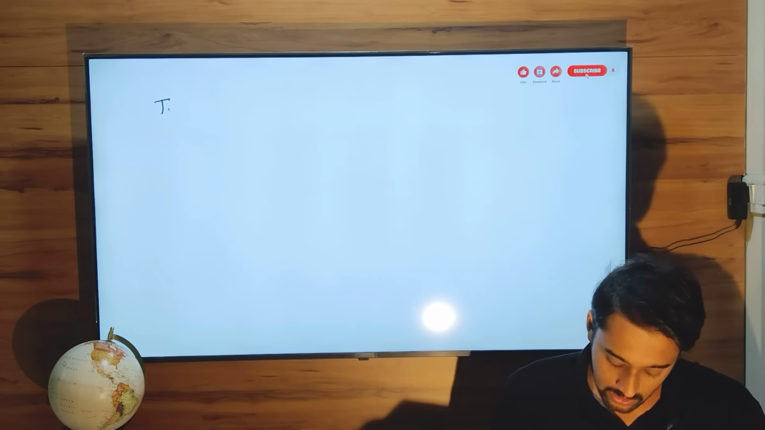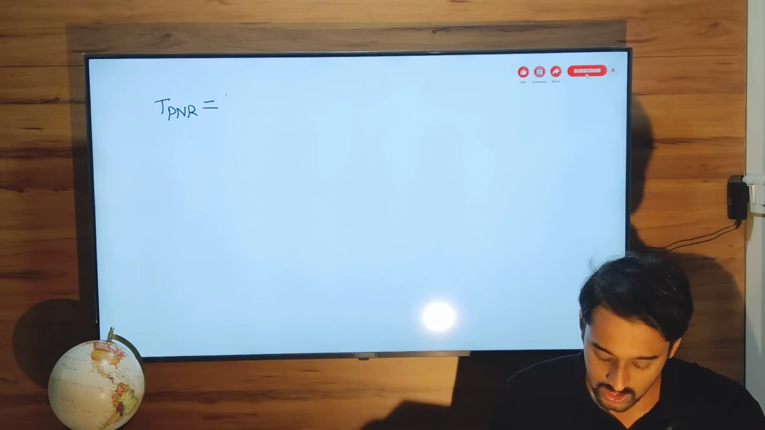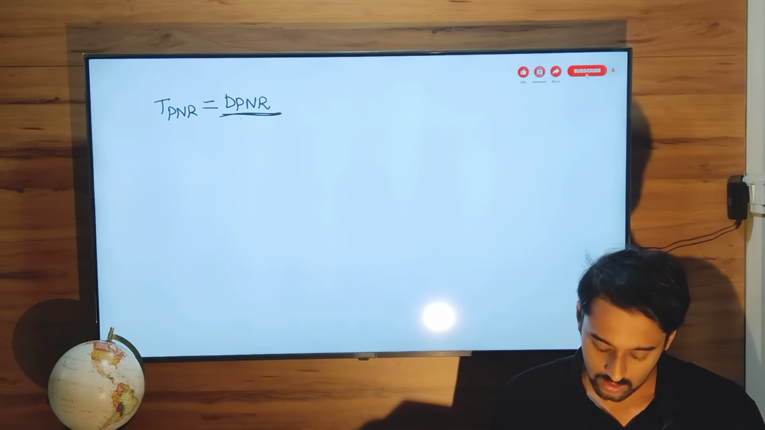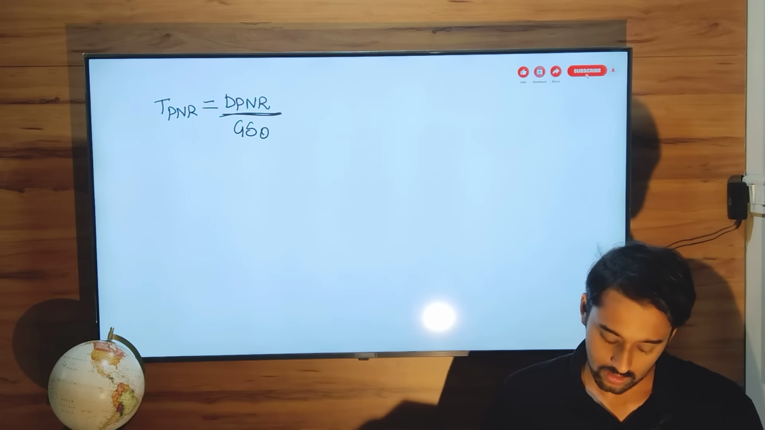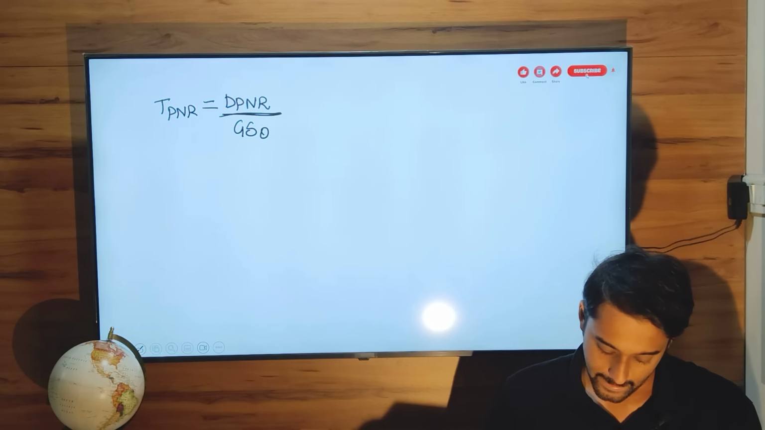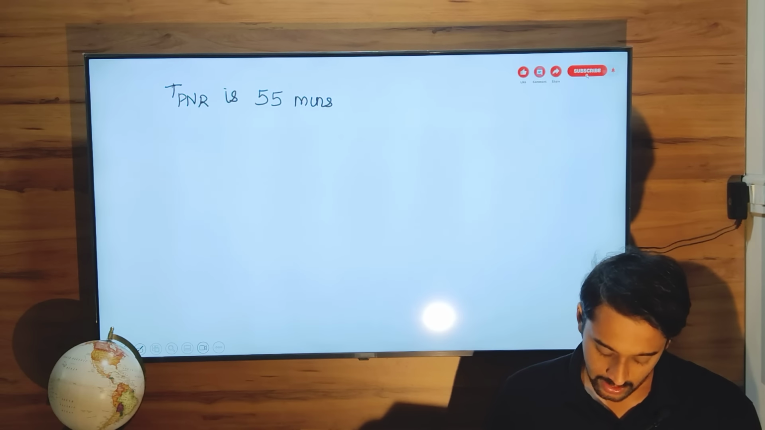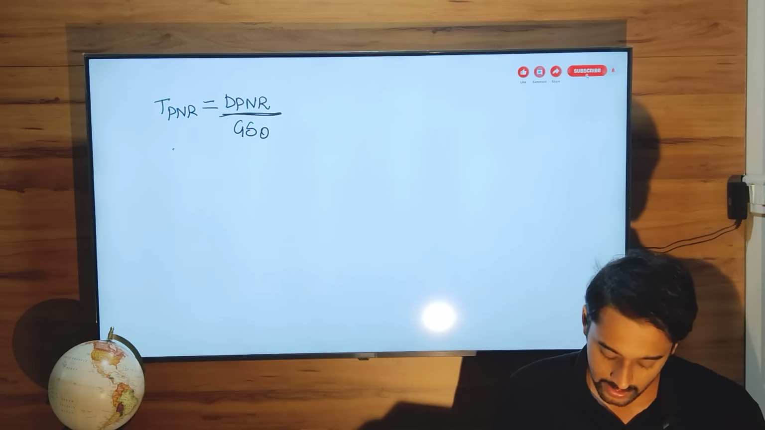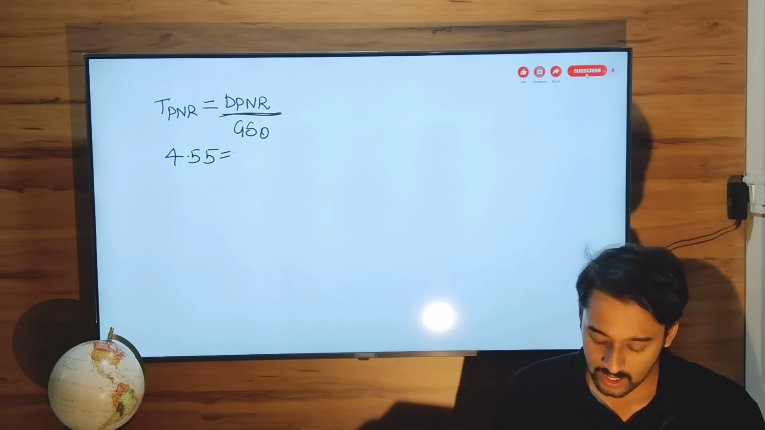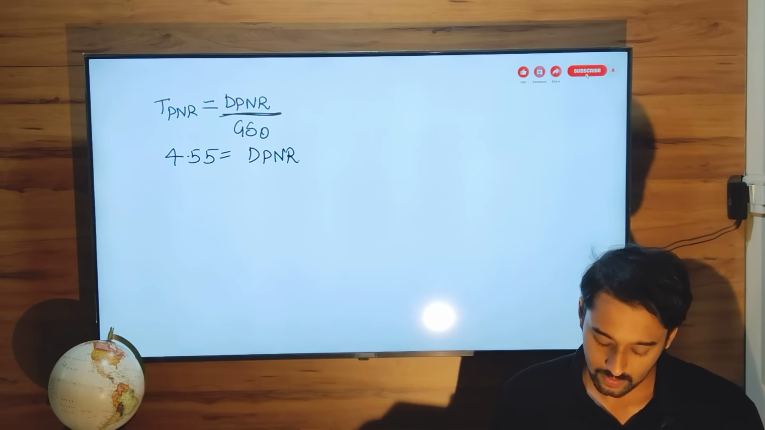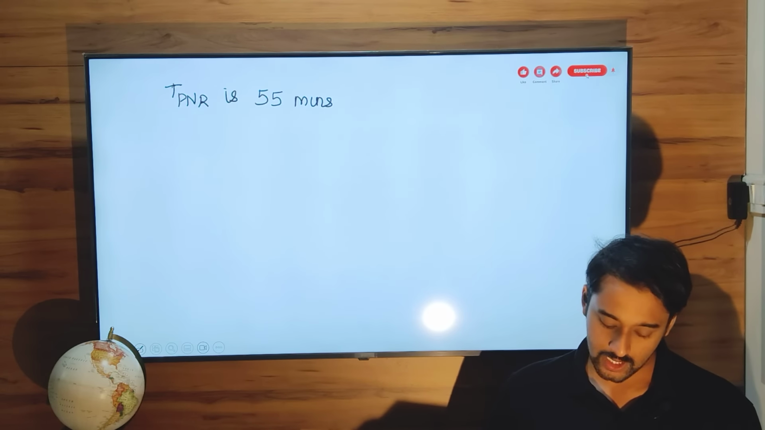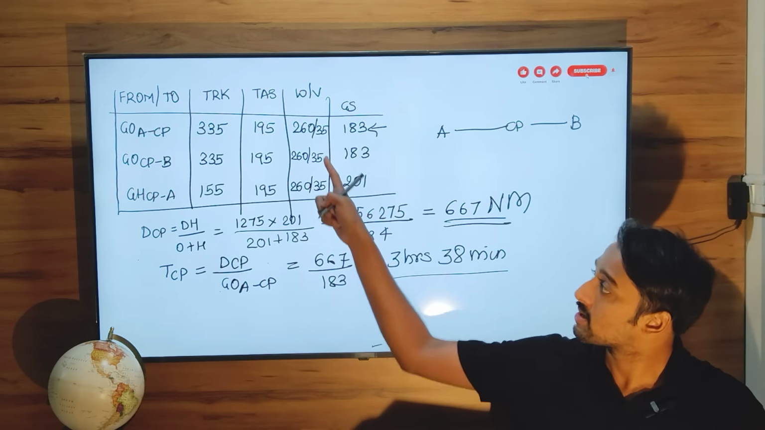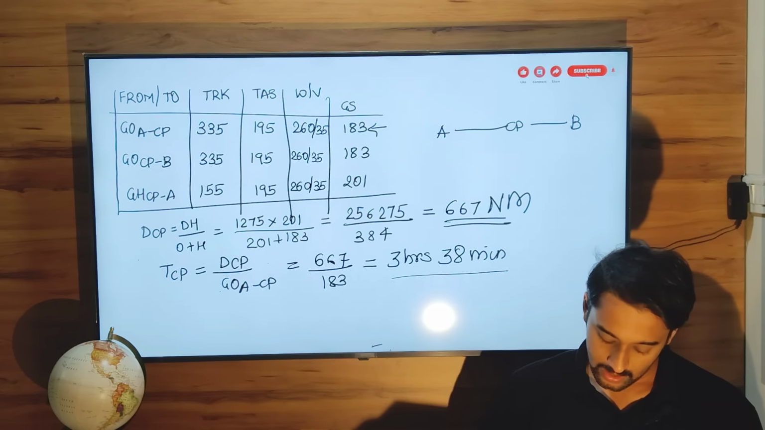Now time to PNR is equal to distance to PNR divided by ground speed outbound. So time to PNR is how much? 4.55. Distance to PNR is the same. Ground speed outbound is how much? 183.